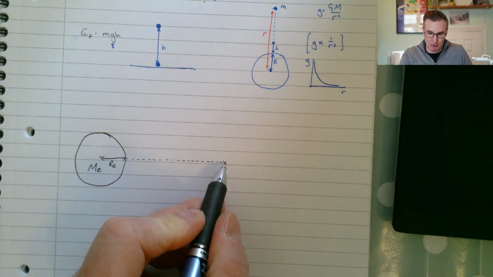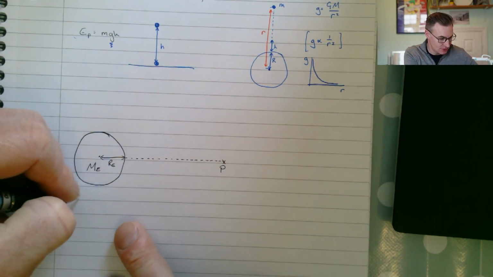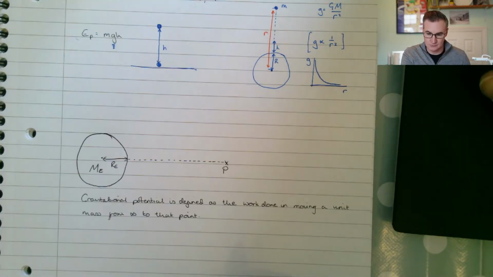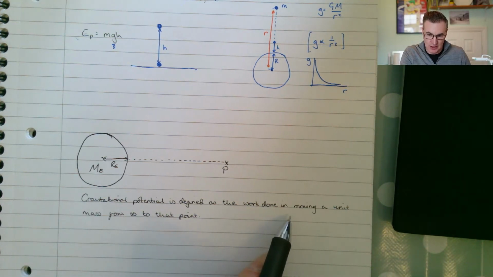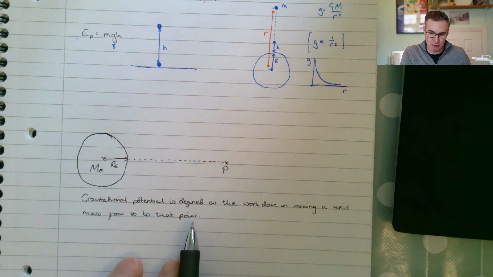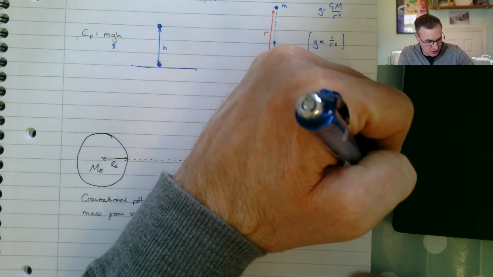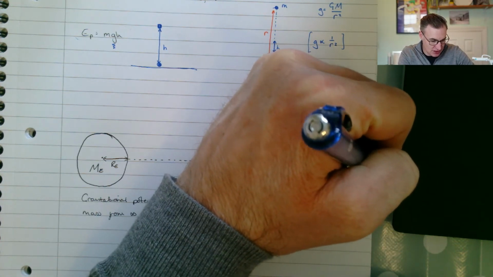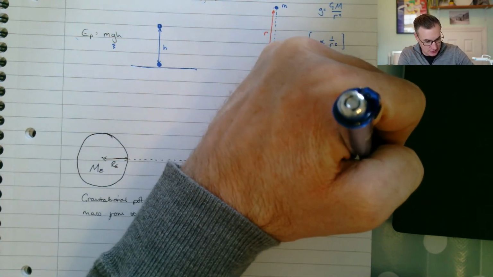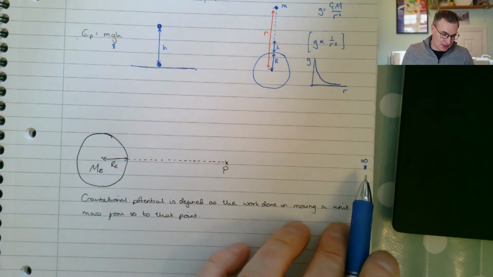Now, at this point, we'll have a definition. So give me a second, I'm going to write this out. So we have gravitational potential is defined as the work done in moving a unit mass, so that's energy per kilogram, from infinity to that point. And so what I mean by that, and this is a subtle yet fundamental difference. Let's just say that over here we have infinity, and again, this is infinity.